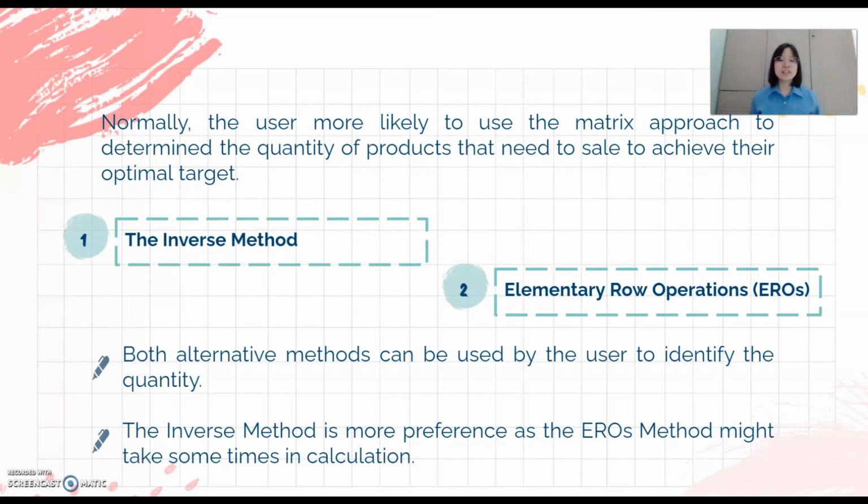So there are two methods that can be used to identify the quantity, which are the inverse method and the elementary row operation. Simply, we call it ERO. Both alternative methods can be used by the user to identify the quantity, but the inverse method is more preferred as the ERO method might take some time in calculation and the time is longer than the inverse method.